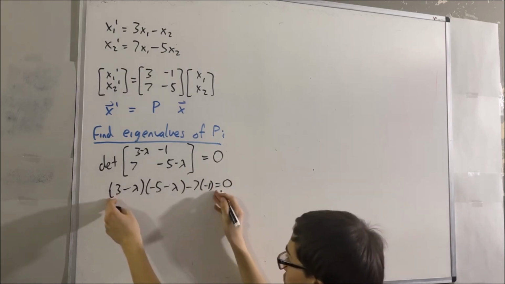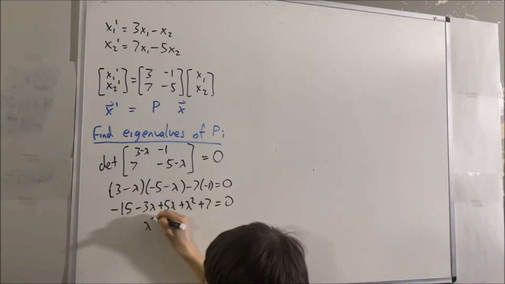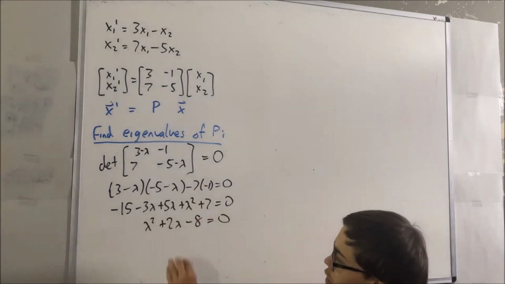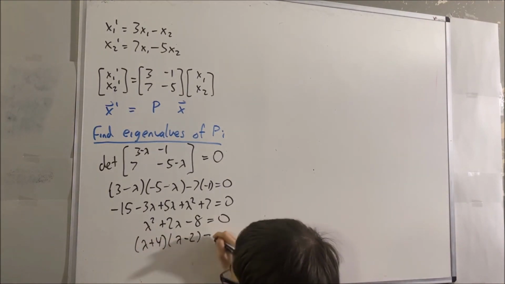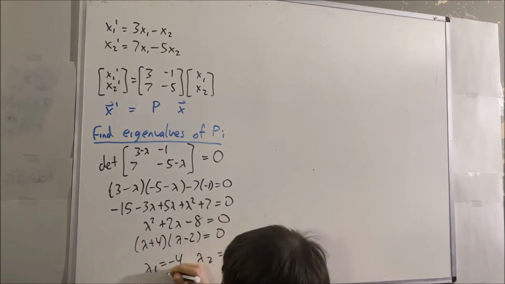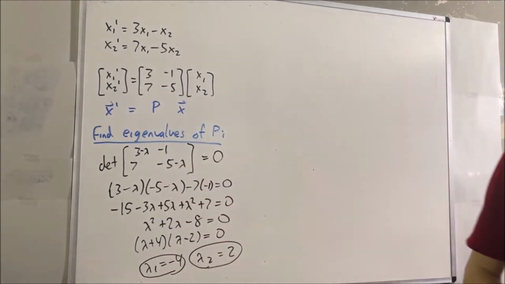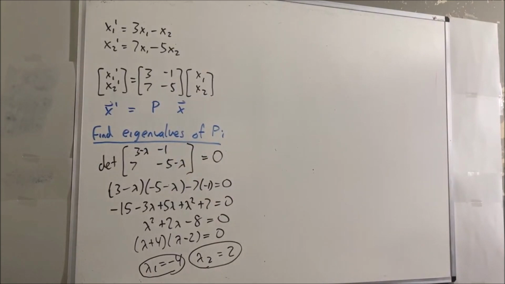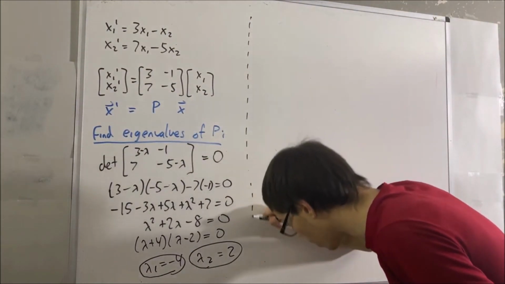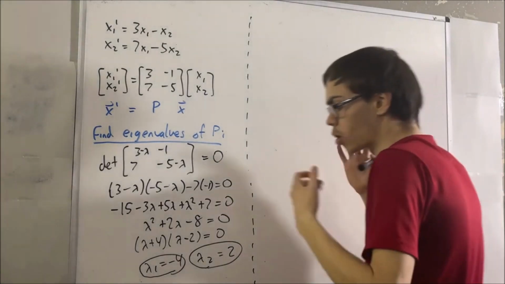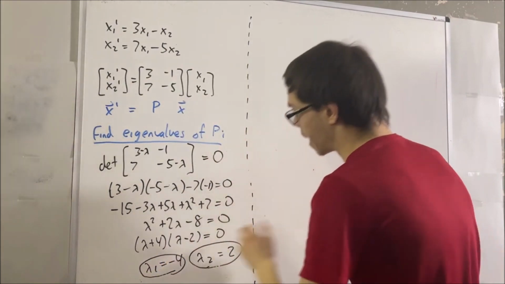And so if we were to algebraically simplify this, we would get. And so at this point, we have a quadratic equation, which can easily be solved by factoring. And so these are the two eigenvalues for our matrix. We get -4 and 2. So now what we need to do with these eigenvalues is determine an eigenvector that corresponds to each of these eigenvalues. We'll start with our first eigenvalue.